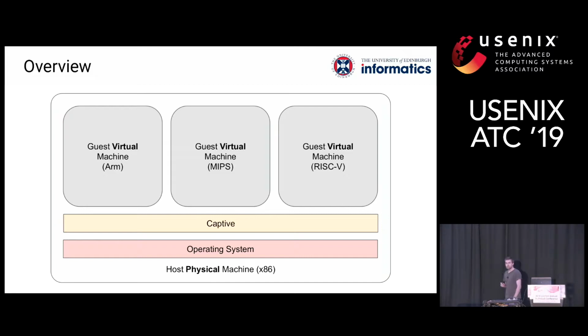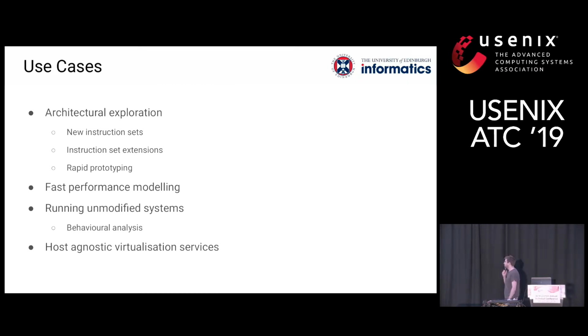And that's what Captive does. It provides that illusion, and it's a full system virtual machine as well. So you can run an unmodified native operating system compiled for that architecture in this virtual machine, and you can run it at near-native performance as well. So let's take a look at why you want to use Captive.